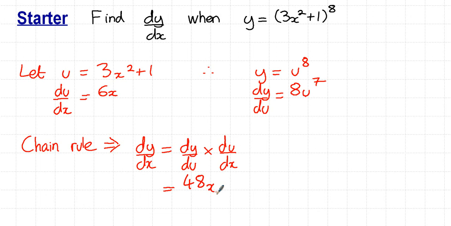But instead of putting u, we can revert back to what u actually is, which is 3x squared plus 1. So let's put in now that u is 3x squared plus 1, and looking up here, we need to raise u to the 7, so we do that there.